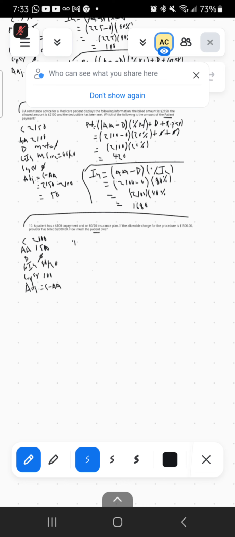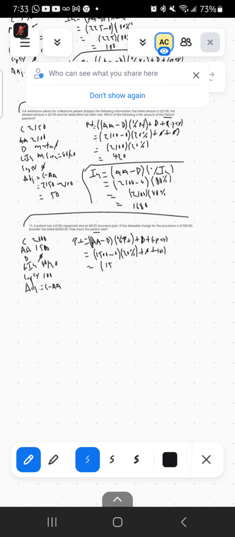It says how much the patient has to pay, so we calculate the patient. Patient pays the allowed amount minus deductible times the percentage for the patient, plus deductible, plus copay. The allowed amount is 1,500 minus 0 times 20%, plus deductible, in this case 0, plus copayment, that is 100. Don't forget the copayment. We haven't done a lot with copayment. Don't forget those $100 there.